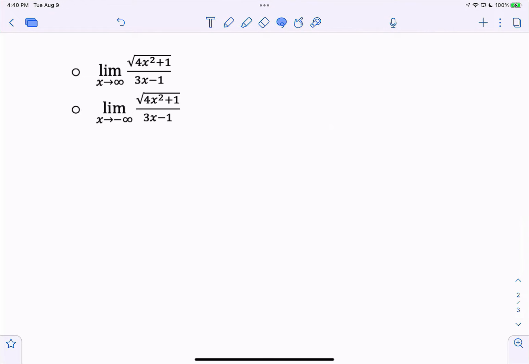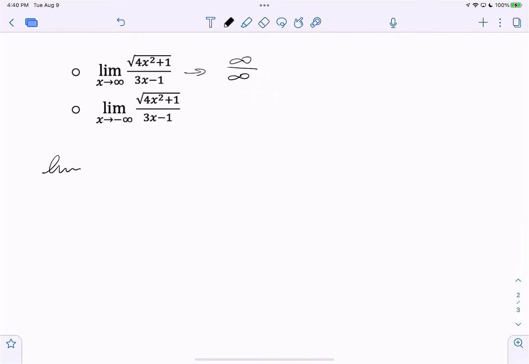We're continuing to find limits at infinity, or negative infinity as the case may be. Here we have the limit as x approaches infinity, and then in turn as x approaches negative infinity, of the square root of 4x² plus 1 over 3x minus 1. If I were to use direct substitution, I would end up with infinity over infinity, which tells me absolutely nothing.